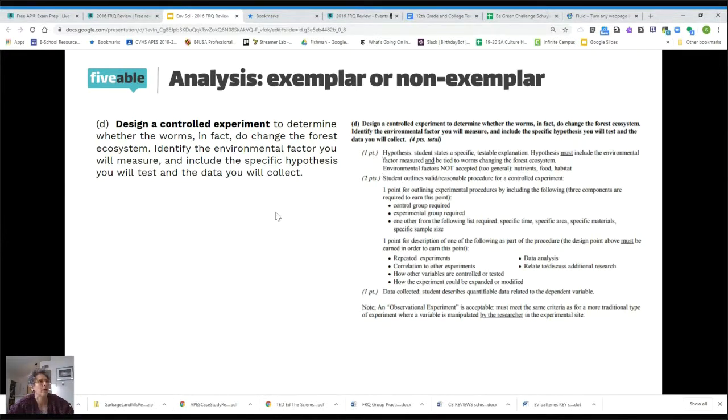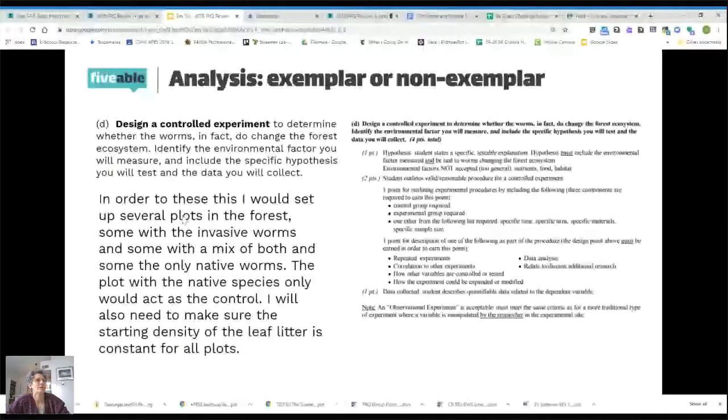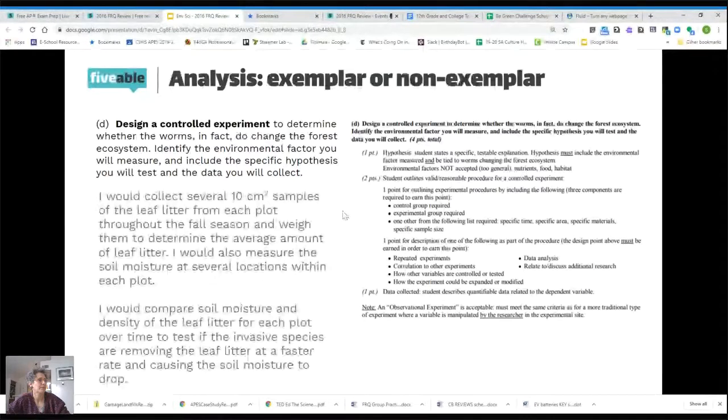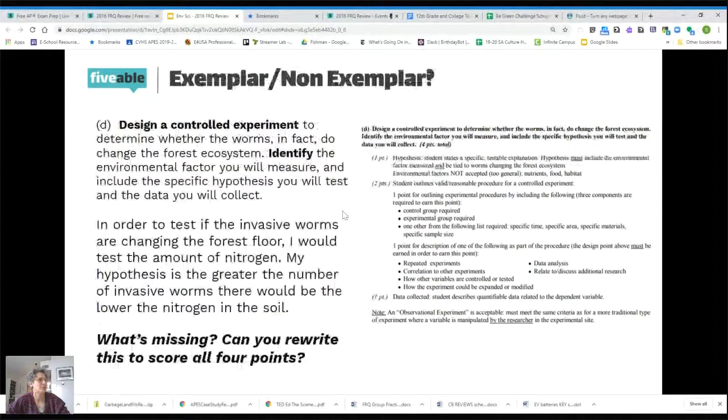You got 1 point for a hypothesis. Worms are changing the forest floor because they are consuming leaf litter faster than native species, causing the soil moisture to drop. Is it testable? Does it include the environmental factor measured? I outline a reasonable procedure for the experiment control group. We would call this the IV. And I want to move on to another example, because that is an exemplar response.